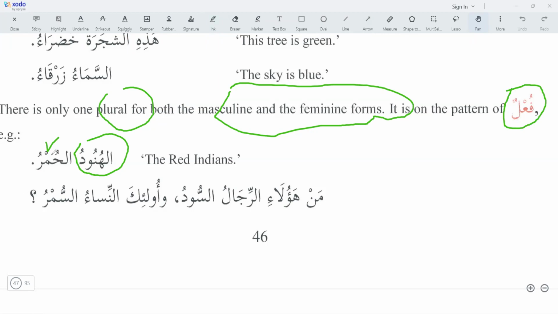It is not taking a tanween because there is alif lam. Because of the alif lam, it is al-humru. And if it is nakira, then it will be humrun. Here it is definite, it is marfu. That's why it cannot take a tanween, because alif lam and tanween cannot be together on the same noun at the same time. Al-hunudul humru. Humru is the plural of ahmaru.